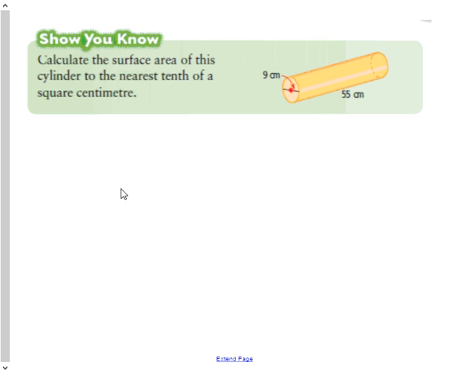Okay, this is our last section on surface area. So far we've done rectangular prisms, cubes, and triangular prisms. And the last one we have to work with in grade 8 is surface area of cylinders. So the first question says, calculate the surface area of the cylinder to the nearest tenth of a square centimeter.